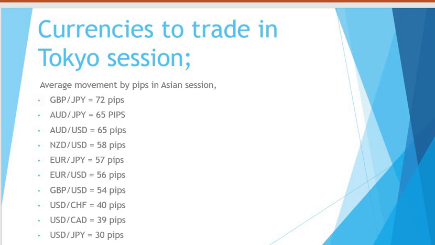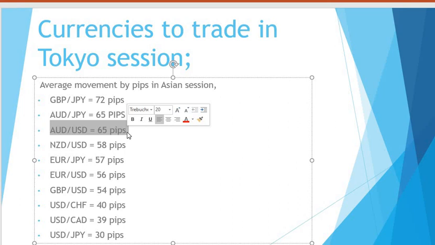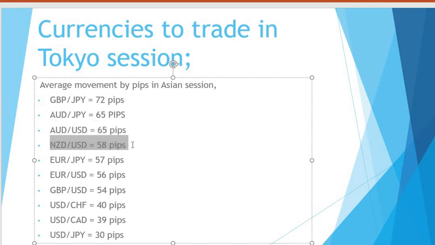So the most volatile pair in the Asian session is GBP JPY, which moves almost 72 pips in the Tokyo session. By the movement of pips, the pair which comes in second position is AUD JPY, which moves almost 65 pips in the Tokyo session. The third one is AUD USD, which also moves 65 pips. The fourth one is NZD USD, which moves 58 pips.